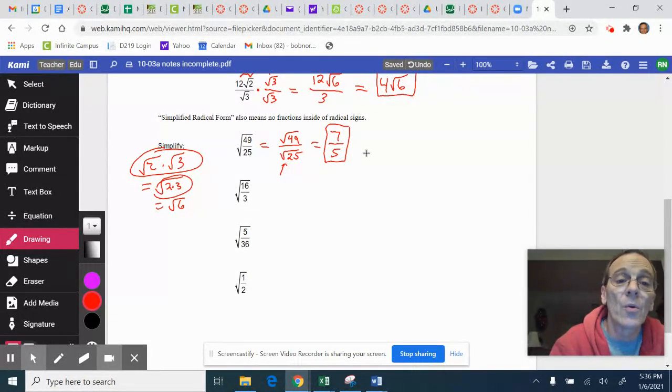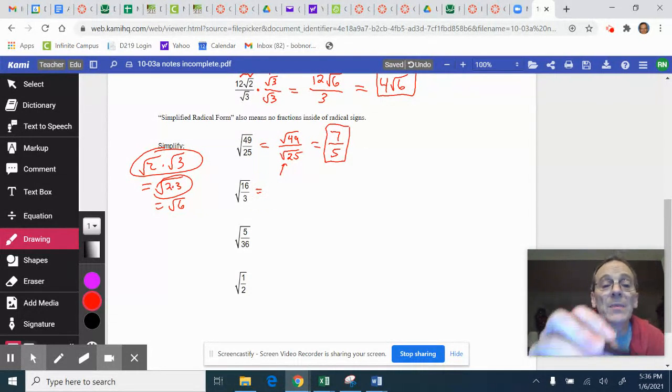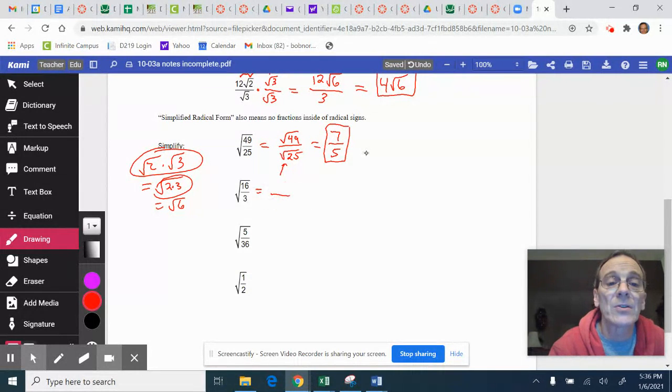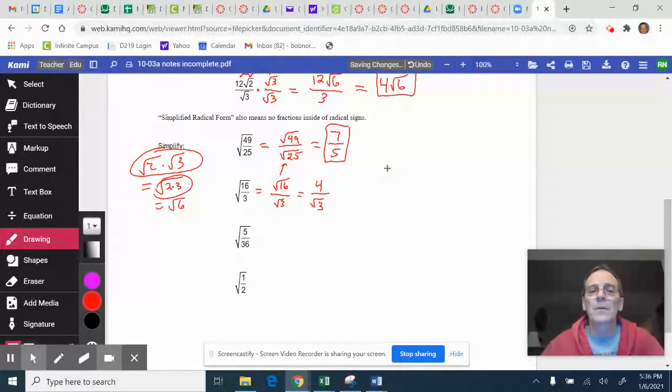Okay? So we do the same thing with these other 3. The first step is the same step in all 3 of these. Split it into the fraction of 2 independent square roots. The square root of 16, of course, is 4. The square root of 3 is not a nice whole number. Okay? So I've done some simplifying here, but I still have a radical sign in the denominator. Don't circle that or you don't get the credit.